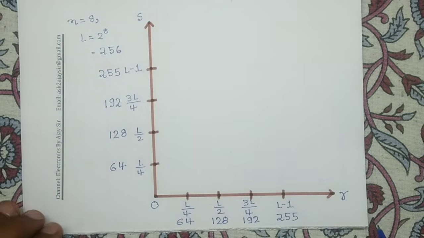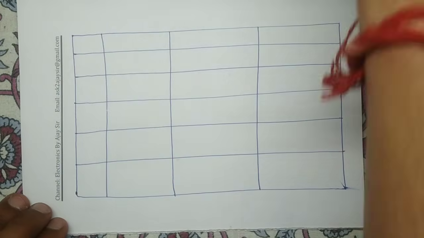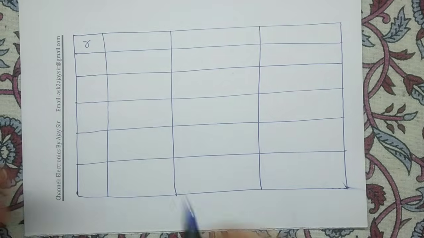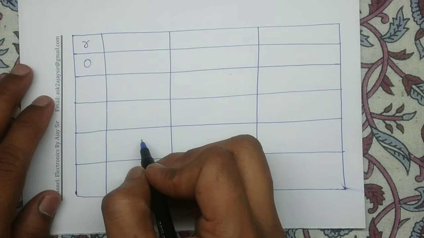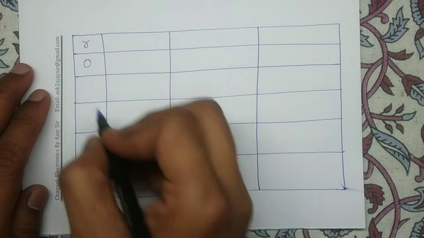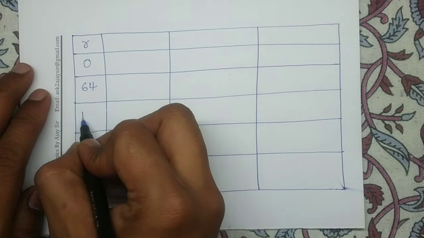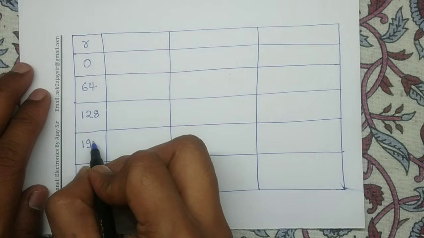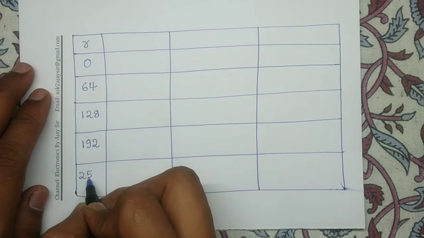Next, we will draw a simple table. In the first column, we will write R. Our critical points are 0, L by 4. For an 8-bit image, L by 4 equals 64. L by 2 equals 128. 3L by 4 equals 192. And L minus 1 equals 255.